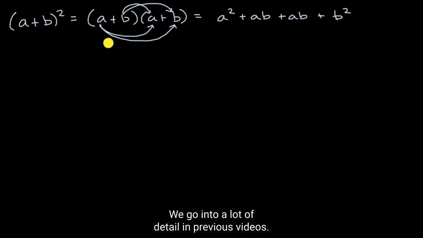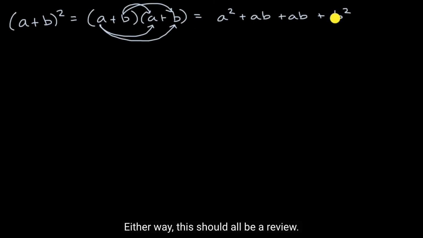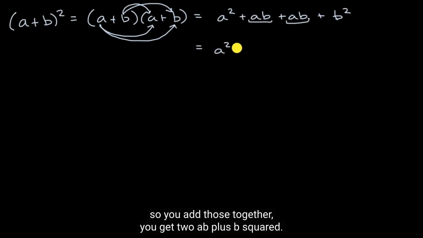We go into a lot of detail in previous videos. Some people also like to call it the FOIL method. Either way, this should all be a review. If it's not, I encourage you to look at those introductory videos. But this is going to simplify to a squared plus, we have an ab and another ab, so you add those together, you get 2ab plus b squared.